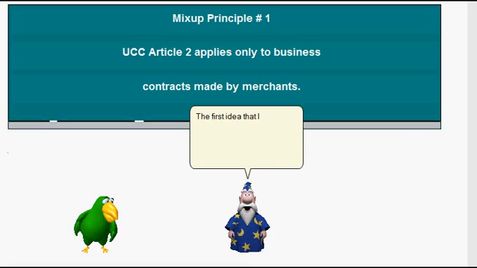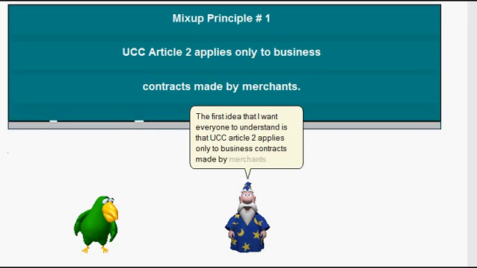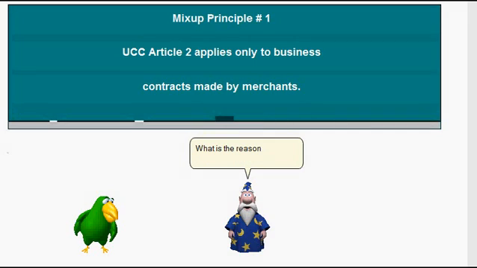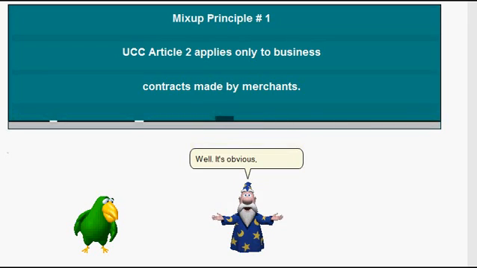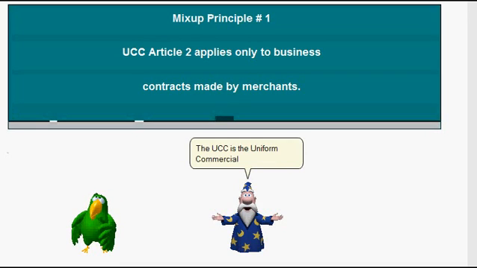The first idea that I want everyone to understand is that UCC Article 2 applies only to business contracts made by merchants. What is the reason for this rule? Well, it's obvious, isn't it? The UCC is the Uniform Commercial Code. As a commercial code, of course it applies only to businesses. It cannot apply to consumers.